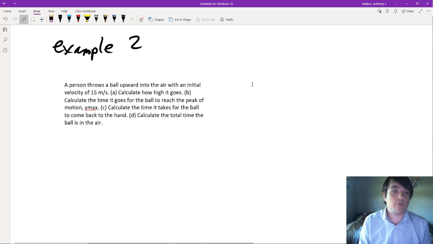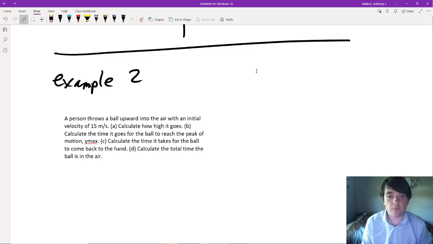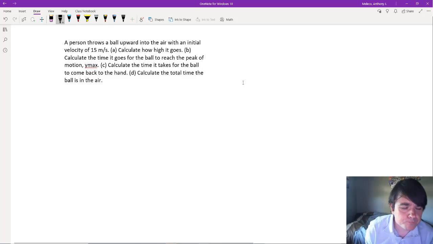So here's the example. A person throws a ball upward into the air with an initial velocity of 15 meters per second. And we want to calculate how high it goes, calculate the time it takes for the ball to reach the peak of the motion, which we're calling y max, then calculate the time it takes for the ball to come back to the hand, and then calculate the total time the ball is in the air. So there's actually a lot for this particular problem, okay?